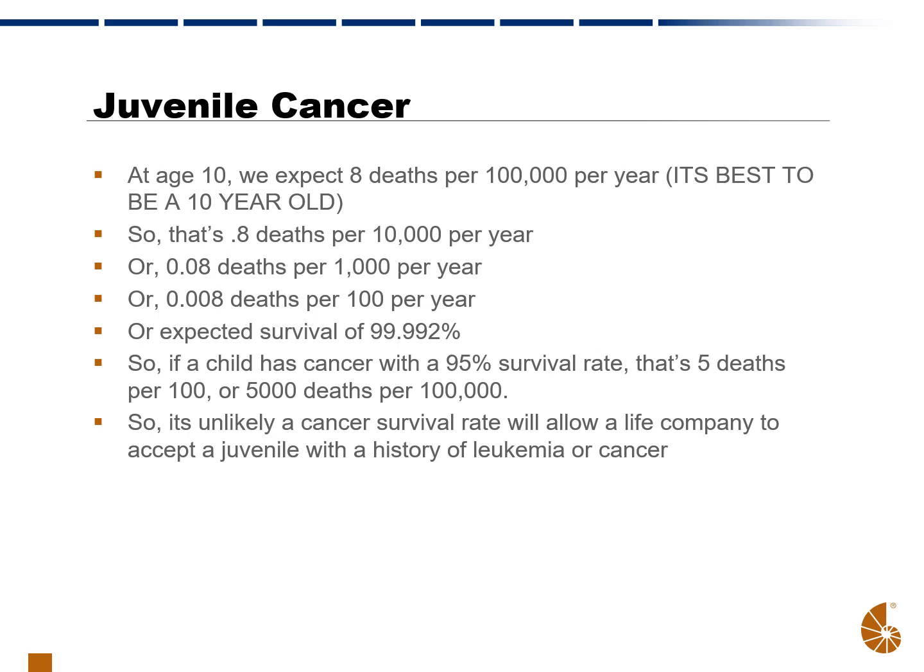So the reason I bring this up about talking about 10-year-olds is consider juvenile cancer. So at age 10, we expect 8 deaths per 100,000 per year. So it's best to be a 10-year-old. So that would equate to 0.8 deaths per 10,000, or 0.08 deaths per 1,000, or 0.008 deaths per 100. Okay? Very low death rate.